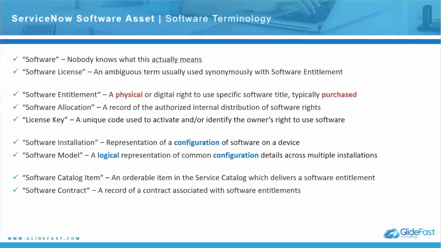The software allocation then is when we turn around and take what we purchased and divide it out internally. So if I purchase 100 of a product, and then I say Bob gets to use one, Joe gets to use one, Jim gets to use another, Susan gets to use another, that's an allocation because I'm taking what I've purchased and dividing it internally. A license key is not the same as a software entitlement or a software license because the license key is just a code that verifies that we have the right to use the software. It is not the actual right in and of itself.